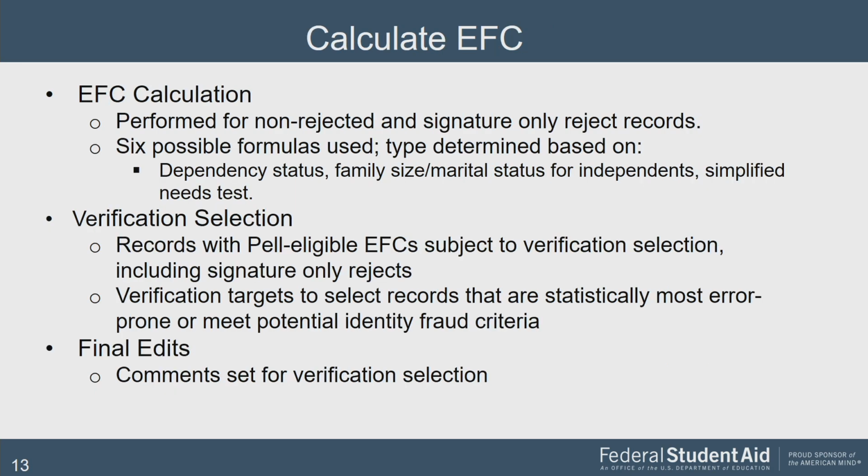All right, now that all the editing's done, we're now ready to do the EFC calculation with one of the 6 formulas. And after the calculation is done, we then do the verification selection. How many of you are familiar with verification selection? You kind of know what that is. How do you know a record's been selected for verification? What do you see on the first page? The asterisk next to the EFC, very good.